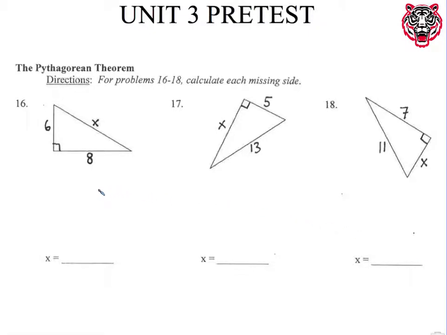The Pythagorean theorem. Almost everyone got these correct. So 6 and 8. So I have 6 squared plus 8 squared is equal to x squared. Call them out really quick. 6 squared is 36, 8 squared is 64. That's equal to x squared. Therefore, 100 is equal to x squared. Therefore, x is equal to 10. Even if you got it correct, you're writing this in your notes.